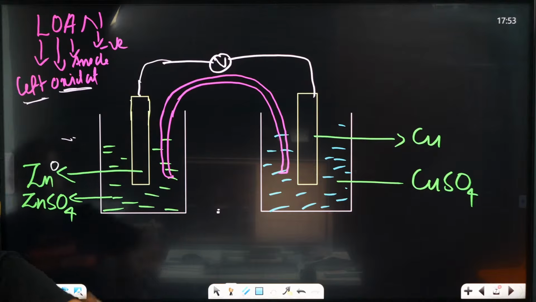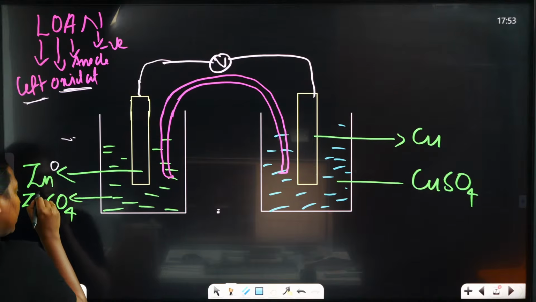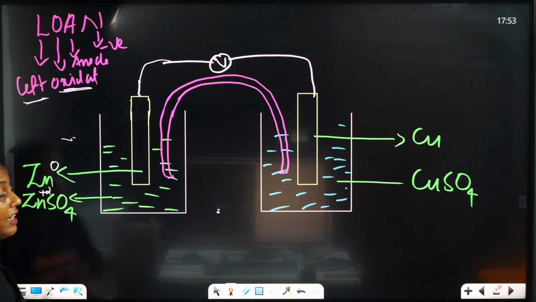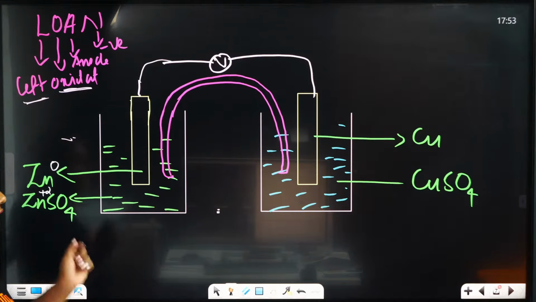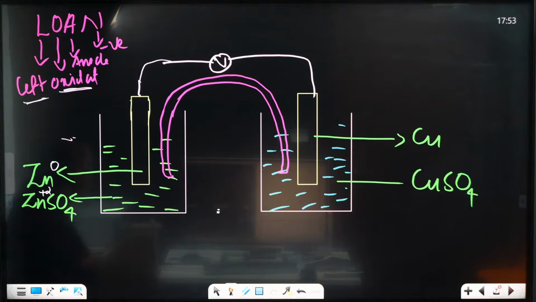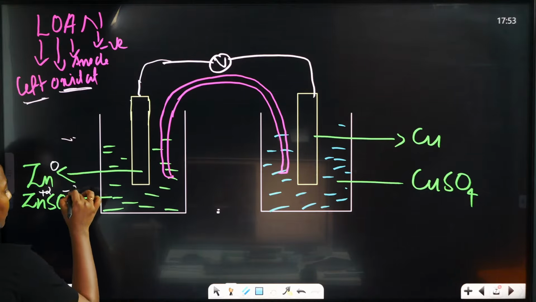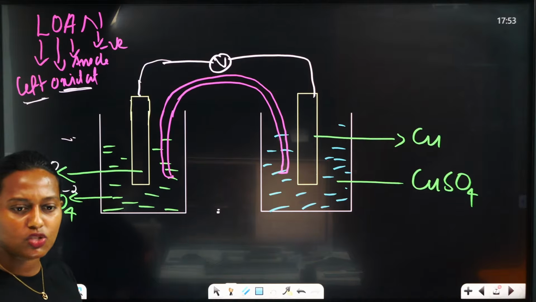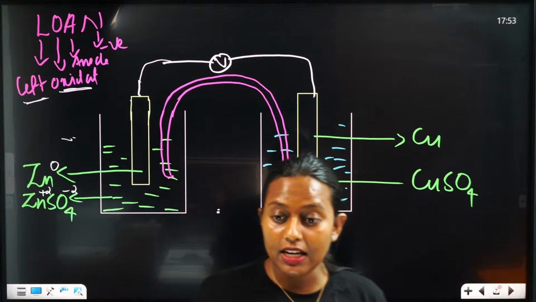Yes, correct. So what is the oxidation number? +2. In ZnSO4, the oxidation number of Zn is actually +2. And what is the oxidation number of SO4? It is very simple, -2. Yes, it is -2. So what happens here?